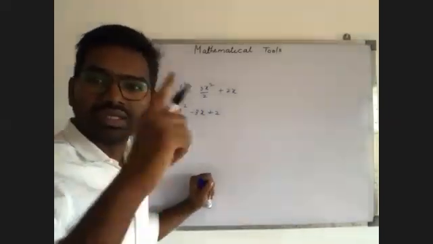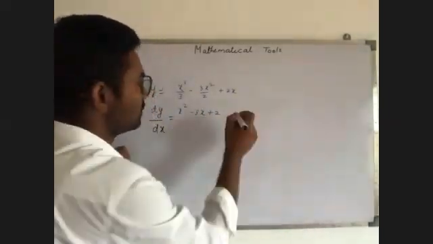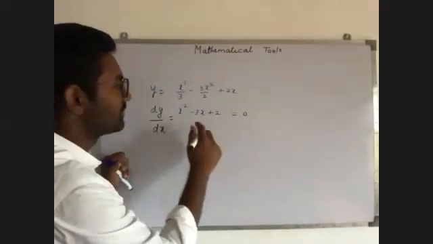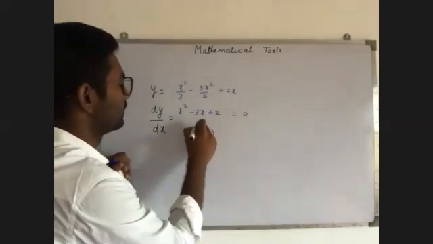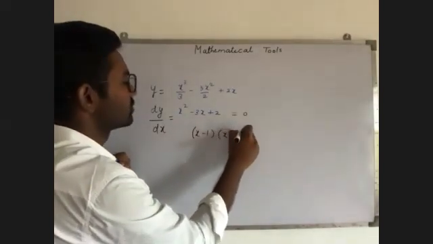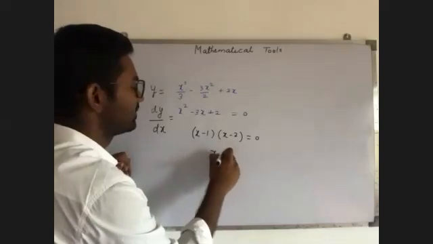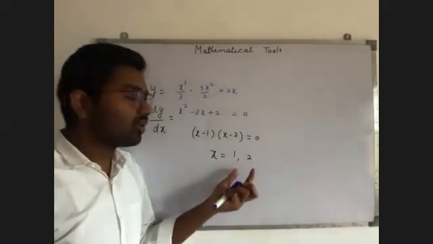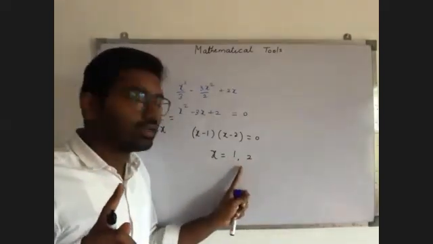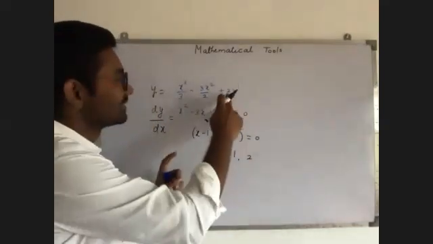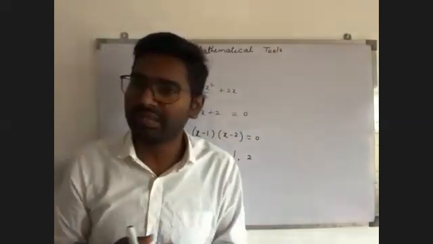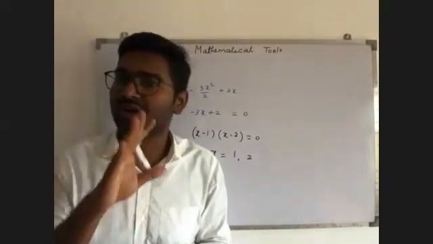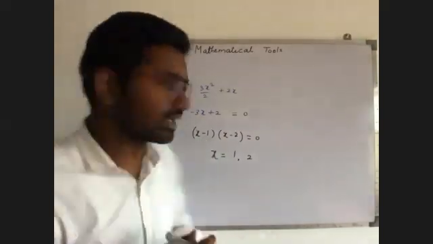Now, look here. What I told you: differentiate, make it equal to 0. So x square minus 3x plus 2 equals 0. Can I say that factorization of this is nothing but (x minus 1)(x minus 2) equals 0? It means I get 2 points, 1 and 2. Is it right? Now listen carefully. At point 1, this function can have maxima or minima, I don't know. At point 2 also this function can have maxima or minima, I don't know. Now we need to check it.